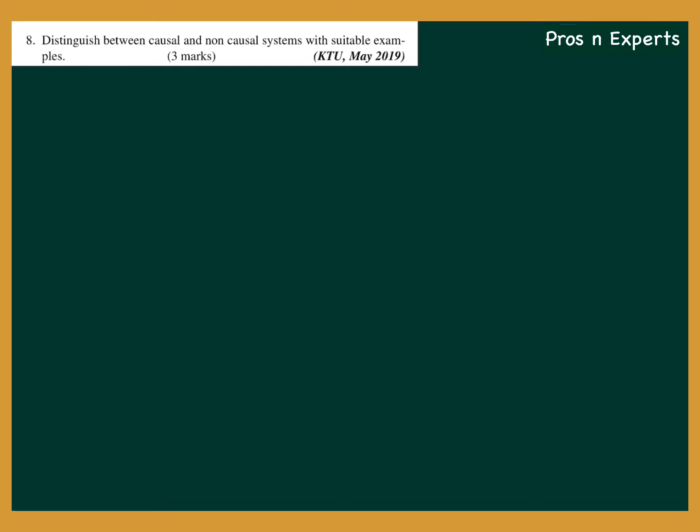We shall try our next question: distinguish between causal and non-causal systems with suitable examples. This is a very direct question and easy to answer. But you have to be very careful, because the question is about causal and non-causal systems and not signals. There could be another question to distinguish between causal and non-causal signals. But this is about systems.